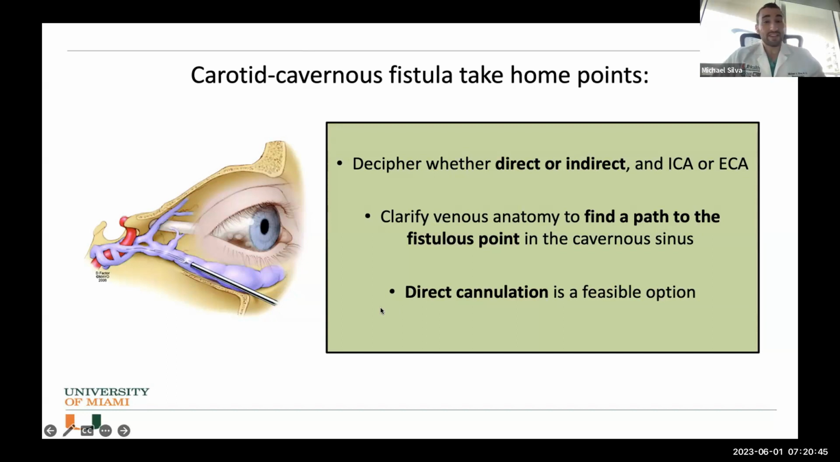It's important to clarify the venous anatomy. Every patient is different in terms of how the venous anatomy has adapted to that high flow arterial blood into the cavernous sinus. And you want to find the best path to the fistulous point in the cavernous sinus. So that can be either, like I said, through the IPS, which is typically how it's done, or a number of different creative ways to get there. And as in this case, direct cannulation of the vein can be an option.